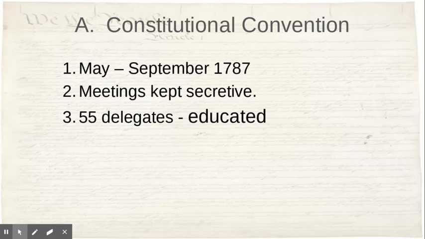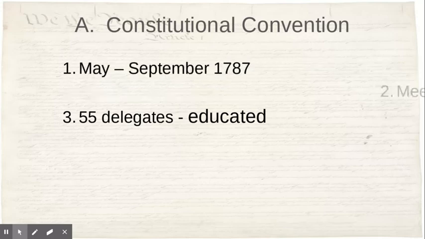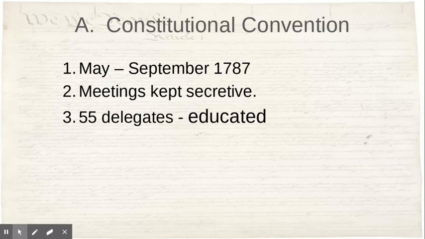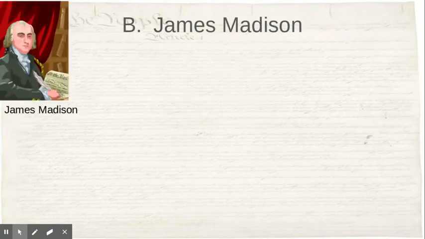And there were 55 delegates. Not necessarily there all at once. Some of them, of course, came and went, but altogether it would be 55 delegates that would participate. And these delegates were, of course, educated people. They were literate. Some of them had formal schooling. Others had private tutoring through their families or had educated themselves.